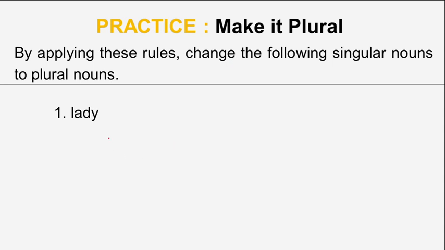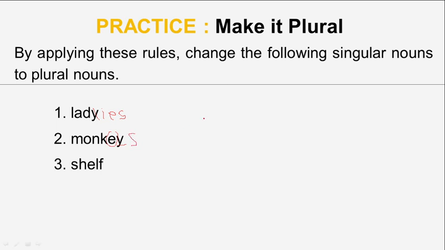Okay, so again, you need to follow the rule. It ends with letter Y, and it is preceded by a consonant letter. Therefore, we need to change Y to letter I, and then we also need to add ES. Okay? Next, number 2, monkey. What is the plural of monkey? Okay, very good. It also ends with letter Y, but it is preceded by a vowel. If it is preceded by a vowel, what is our rule again? You just need to add letter S.